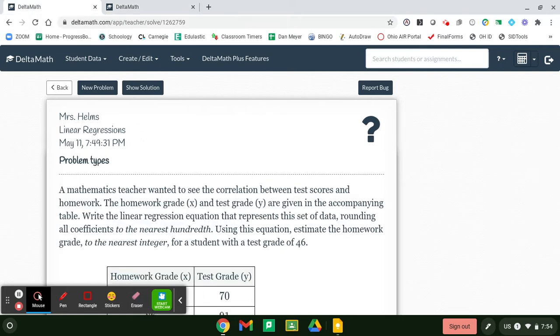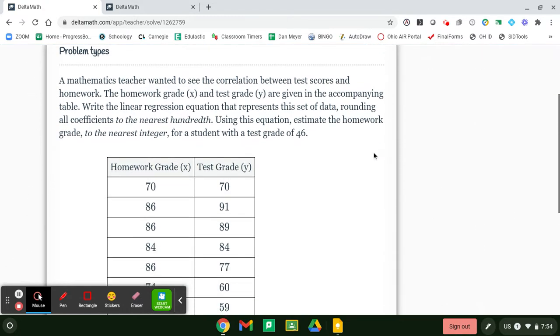So on the first one, which is linear regression, everybody, you're all going to have very different scenarios. Mine is a math teacher who wants to compare homework grades to test grades. Homework grades are the input, test grades are the output. So this math teacher is probably thinking the better you are at homework, the higher the test scores you'll get. It tells you to write the linear regression equation that represents this set of data, rounding all coefficients to the nearest hundredth. Here is where a lot of students mess up and they get really annoyed because they're not reading the directions and they round to the nearest tenth or they round to the nearest whole number.